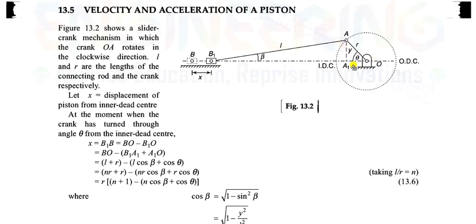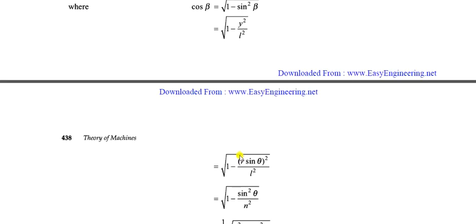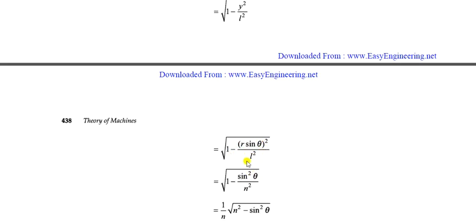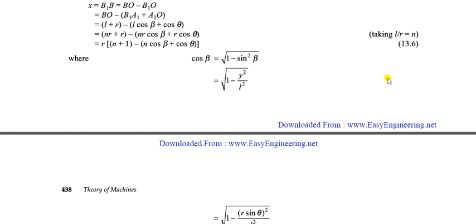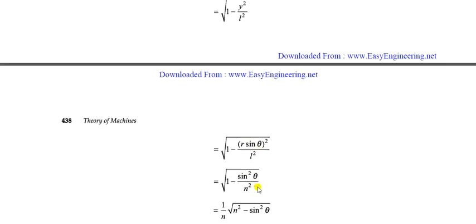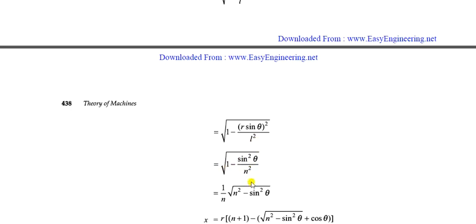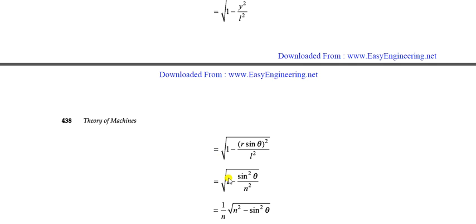Now Y is also equal to R sin theta. So Y he is writing as R sin theta, so 1 minus (R sin theta) square divided by L square. Now what is L? L is equal to N into R, so L square I can put as N square into R square. So this R square will get cancelled, and finally we are getting square root of 1 minus sin square theta by N square. So this is your cos beta.